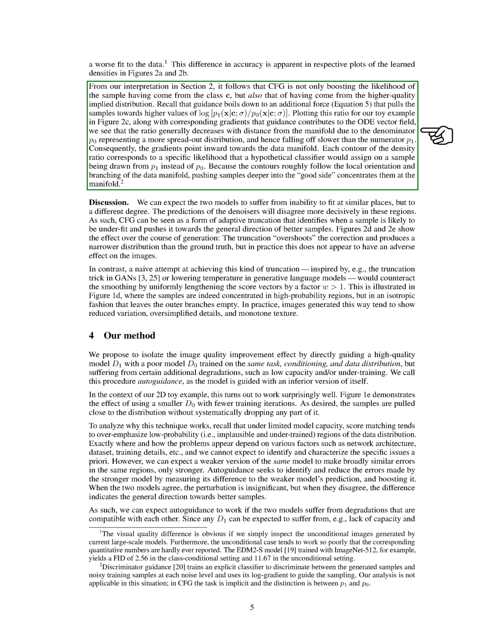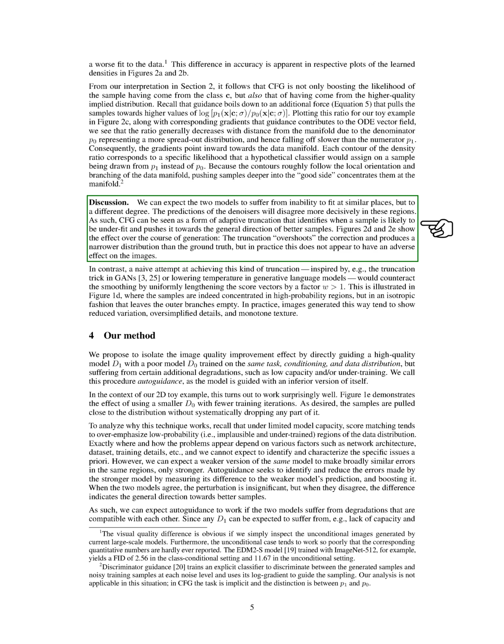Each contour of the density ratio represents the likelihood that a hypothetical classifier would assign to a sample being drawn from one distribution instead of another. By pushing samples towards the good side, we concentrate them at the data manifold. We anticipate that the two models may struggle to fit certain areas, but to varying extents. The disagreement between the denoiser's predictions will be more pronounced in these regions. CFG acts as an adaptive truncation method that identifies underfit samples and guides them towards better samples.